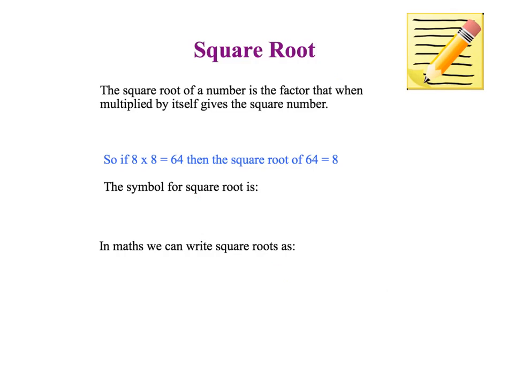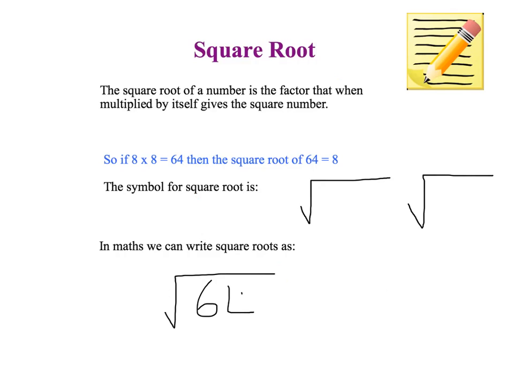Now when we're writing the symbol for square root, I'm going to write it for you so you can see how to write it. It's just like a little tick, and the line across the top. So that's the symbol for square root. And in maths we write square roots as this. So we would have 64 here. So the square root of 64 equals 8. So can you please write that down?